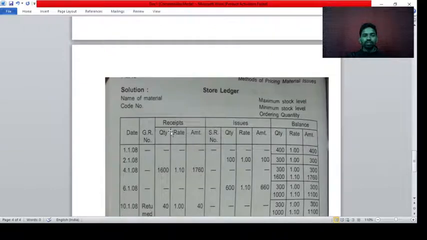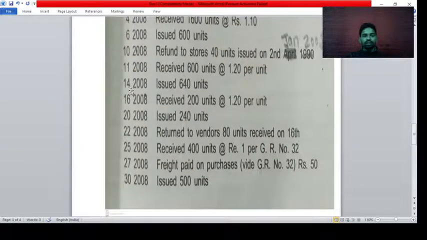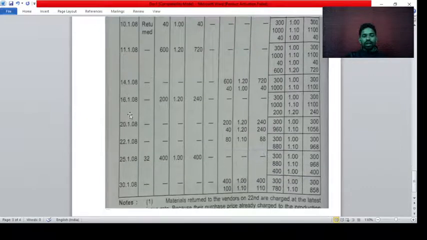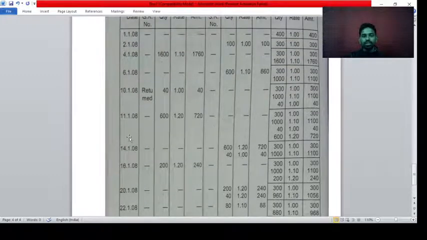Okay, so next, on the next date, just see, 14th January 2008 issued 640 units. Okay, issued 640 units. Okay, so it means what? On this 11th there were 4 lots. Out of these 4 lots we have to issue how many units, how much quantity? 640 quantity on this 14th January.